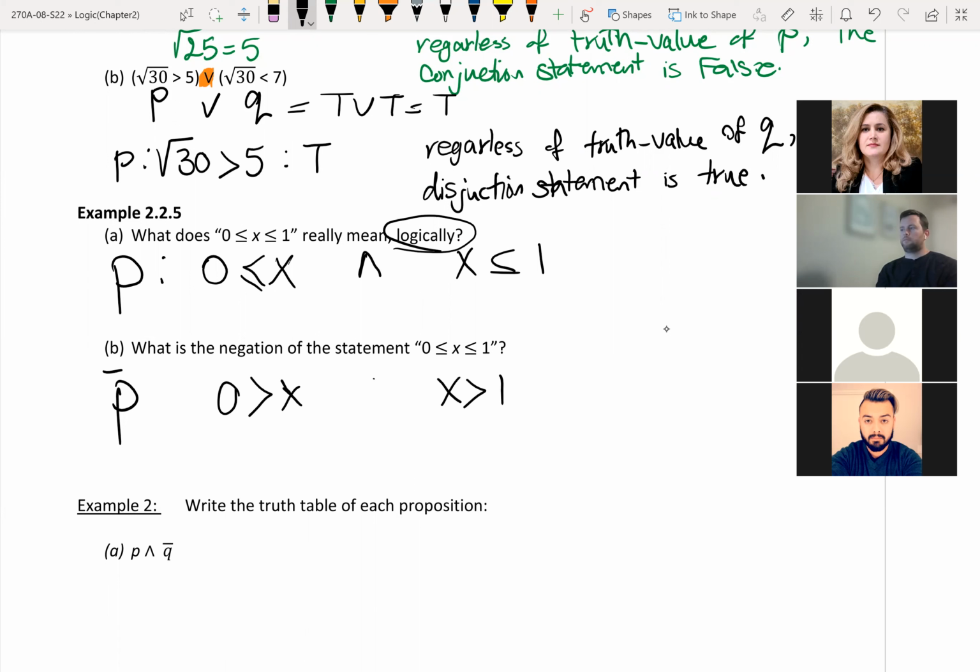Okay. How about the notation between them? Is it and or or? And.